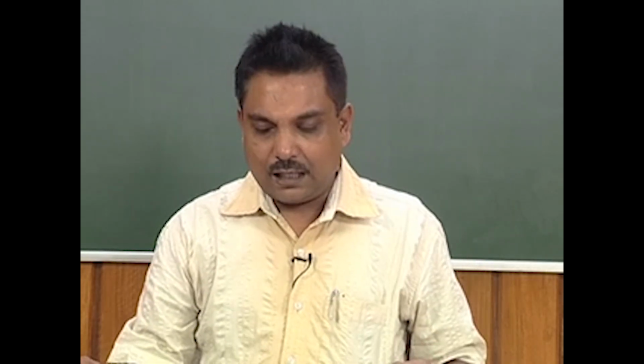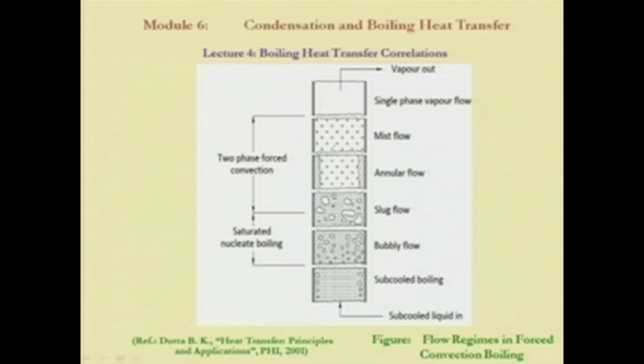A typical figure is being shown here regarding forced convection boiling. If we see here, there are several regimes, 1, 2, 3, 4, 5, 6, 6 regimes in this particular case. In the very first case, the subcooled liquid comes in and there will be subcooled boiling. In this regime, a vapor bubble is formed, but this bubble cannot go to this region, it is getting collapsed.